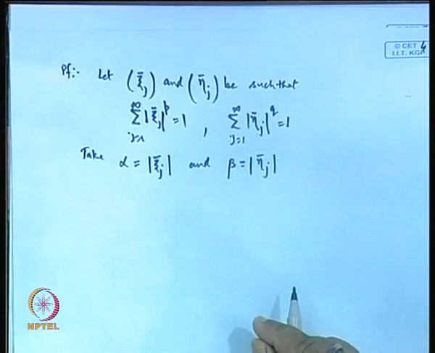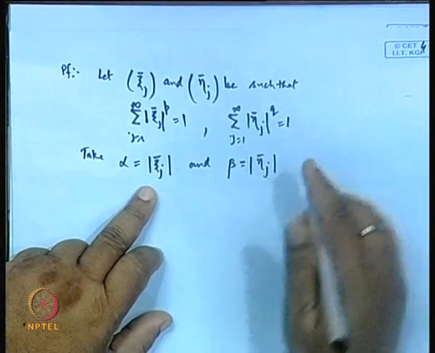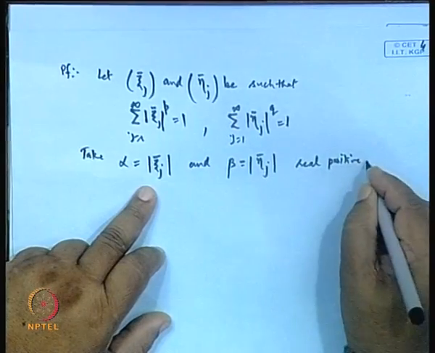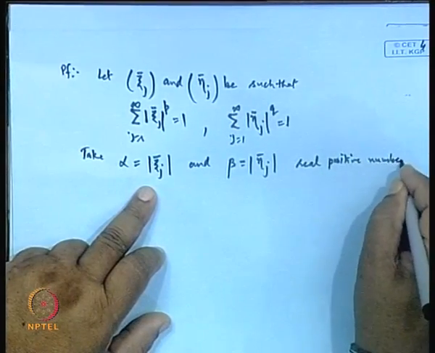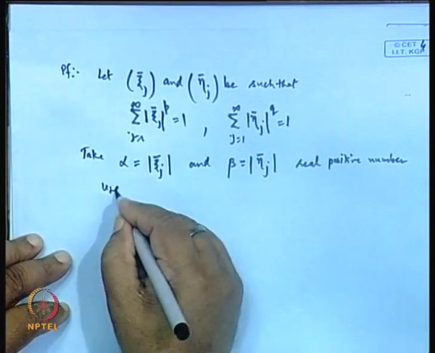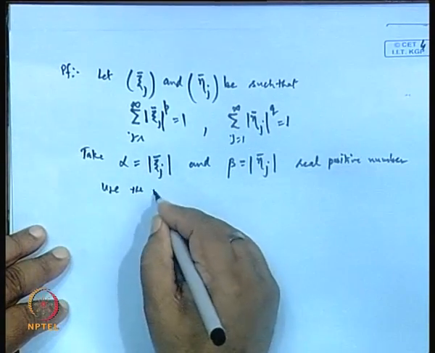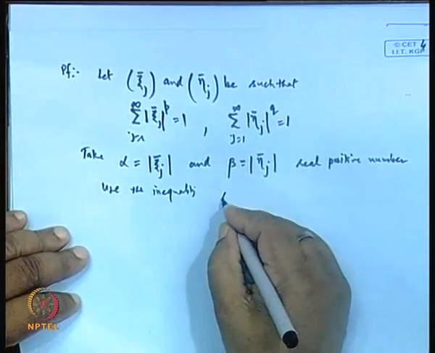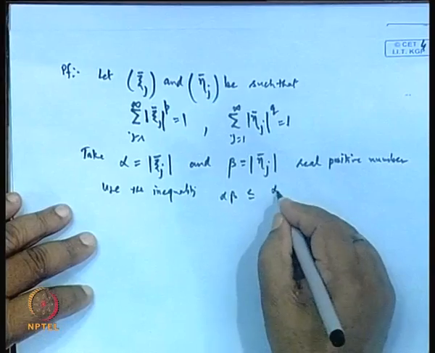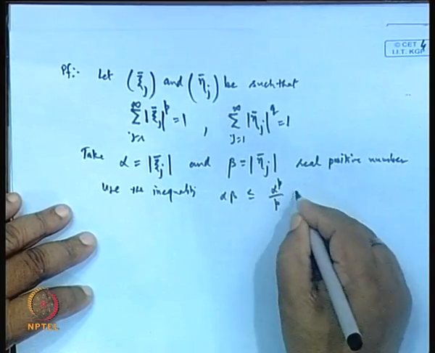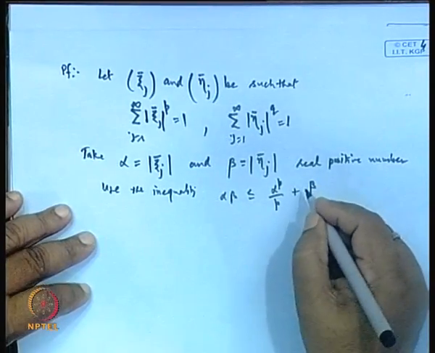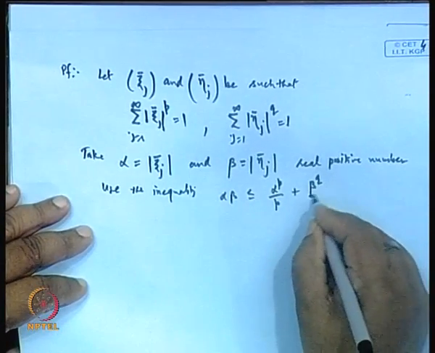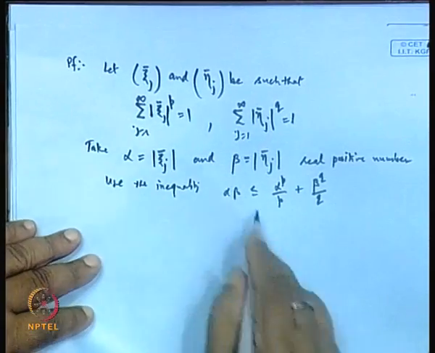Okay. Now, alpha and beta we are choosing. So, both are real positive numbers, hence we can use this inequality, that is alpha beta is less than or equal to alpha to the power p by p plus beta to the power q by q. So, substitute alpha beta here.